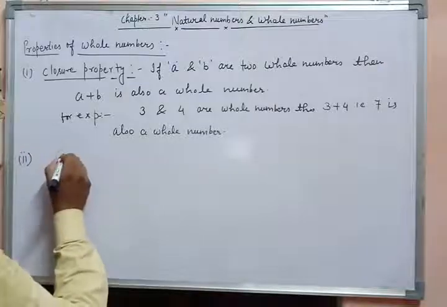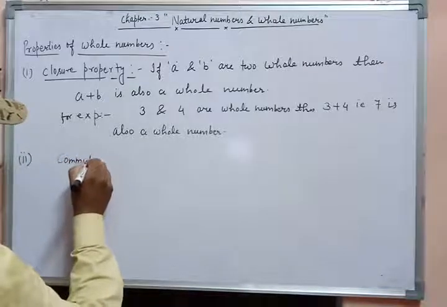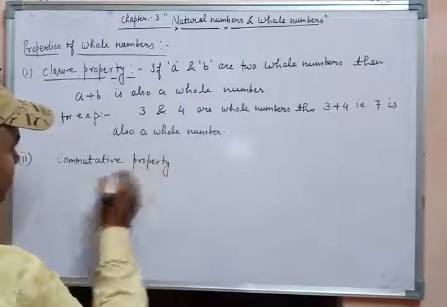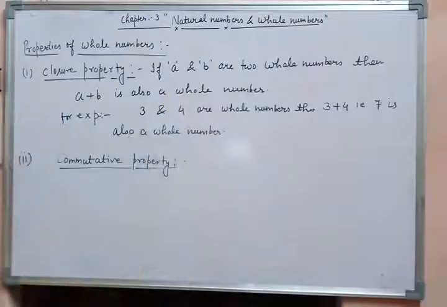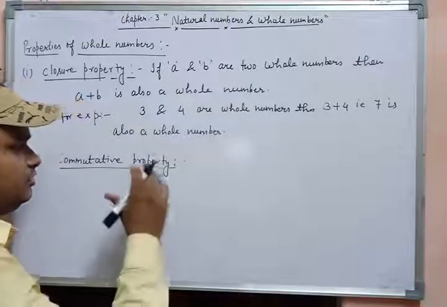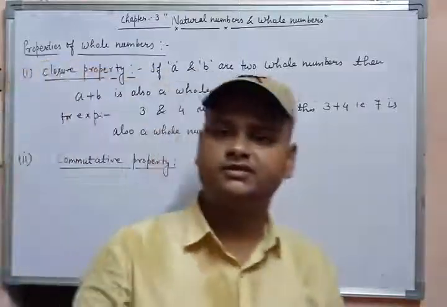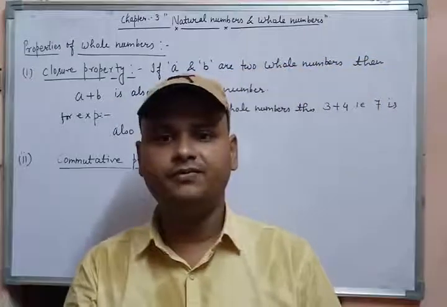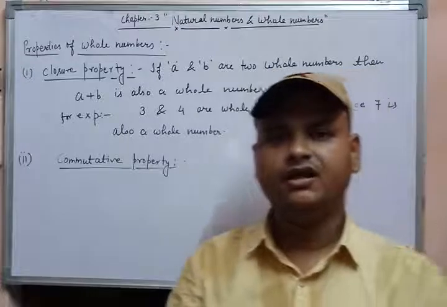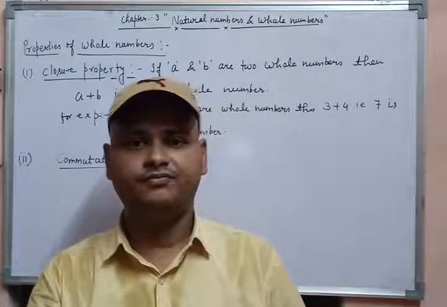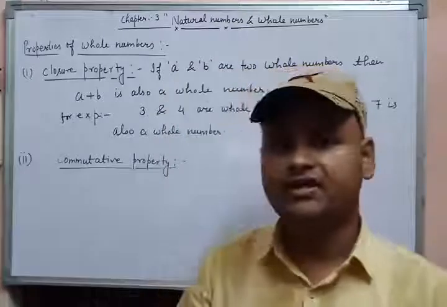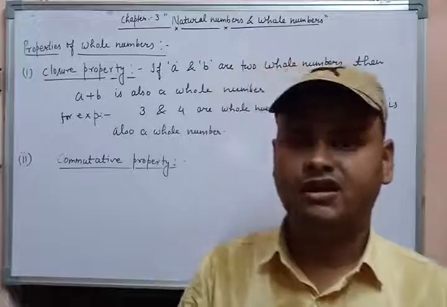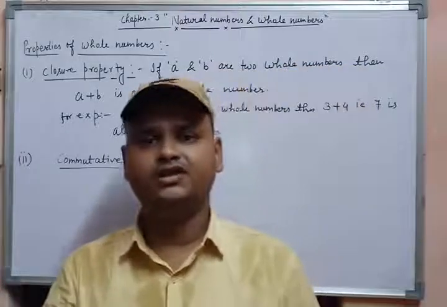Its name is the commutative property. What is the commutative property? The commutative property says that if a and b are two whole numbers and we add them, and if we change the order, then we will get the same result even after changing the order.